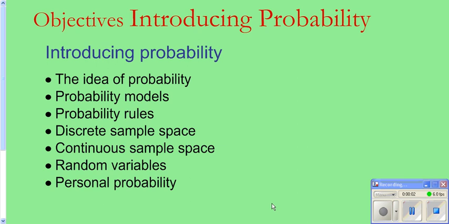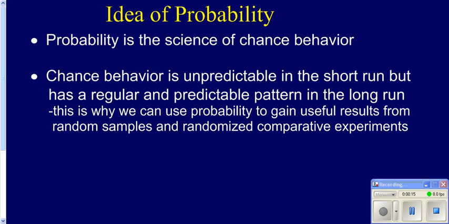In Chapter 10, we're going to take a look at probability. There's different types of probability models dealing with discrete and continuous situations, but there's still some basic rules that apply to each one. Now, probability is really the science of chance behavior. And you might think, well, it's chance, it's random behavior, but often in the long run, there ends up being a predictable pattern that occurs.